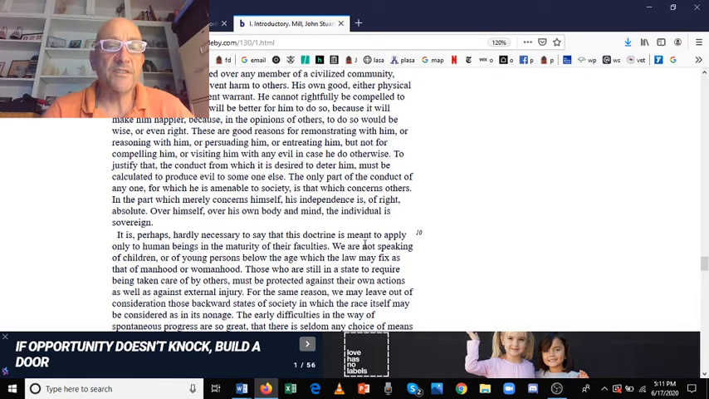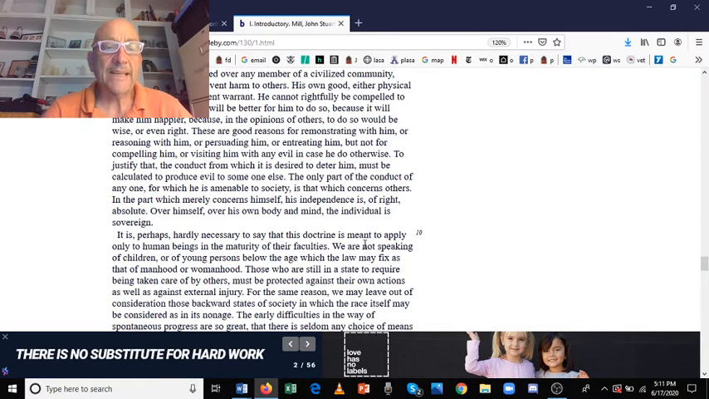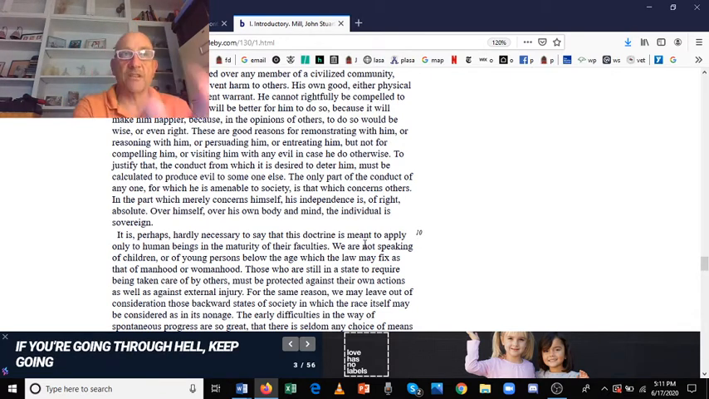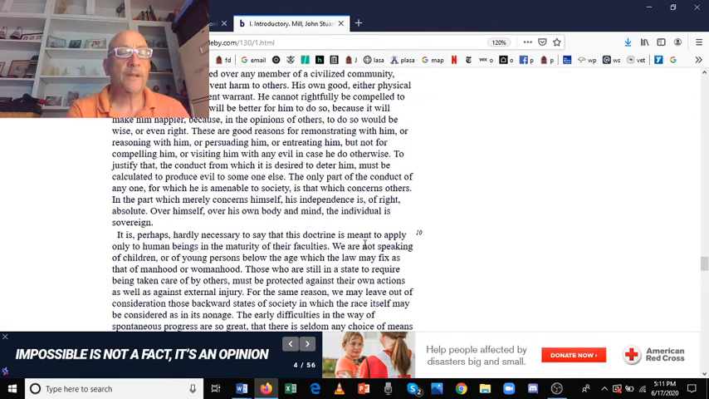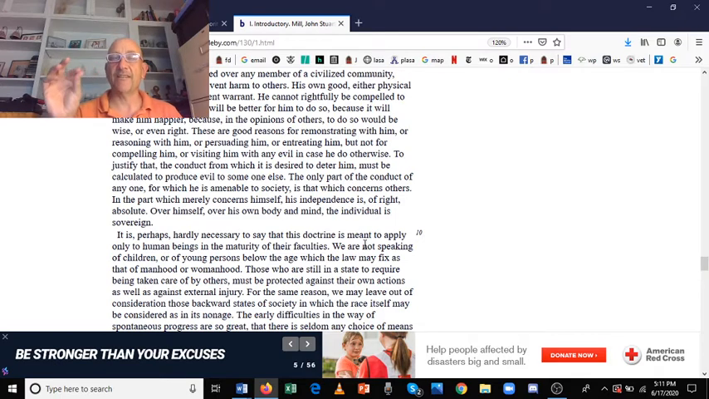The conduct from which it is desired to deter him must be calculated to produce evil to someone else. This is important because to stop you from doing something that harms you, that's not enough, because you get to harm you if you want, right? That's your call as a competent, rational, free-thinking, free-choosing adult. But if what you're doing, I can calculate it will produce evil to somebody else, and this is kind of tricky too, we'll have to come back to this later, I get to stop.